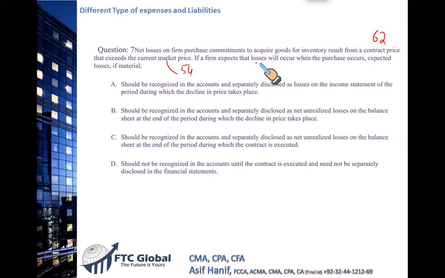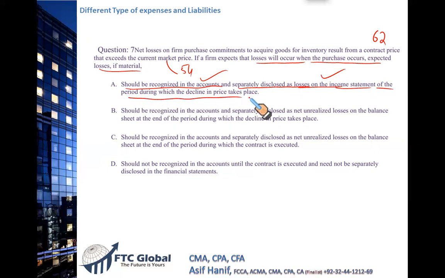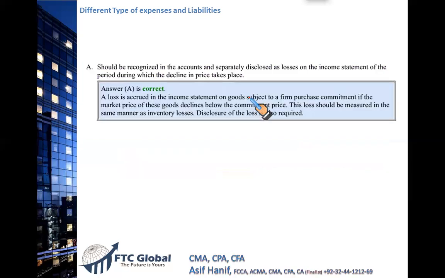If the firm expects that losses will occur when the purchase occurs, expected losses should be treated how? We've just discussed this. They should be recognized in the accounts and disclosed separately as losses in the income statement of the period during which the decline in price takes place. That's exactly what we have just done. If there is a reduction in price, you must bring this into your accounting records as a loss for the period and show it separately. Now, the next type of expense, we are doing different types of expenses and liabilities.